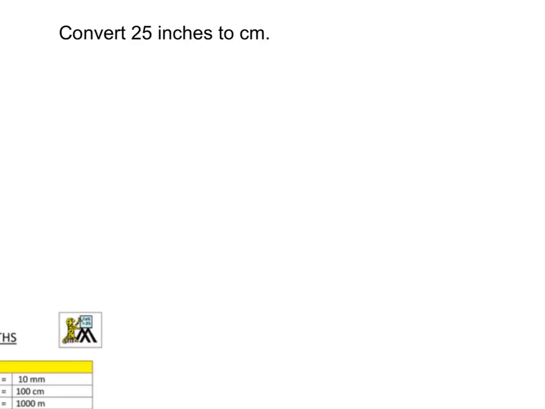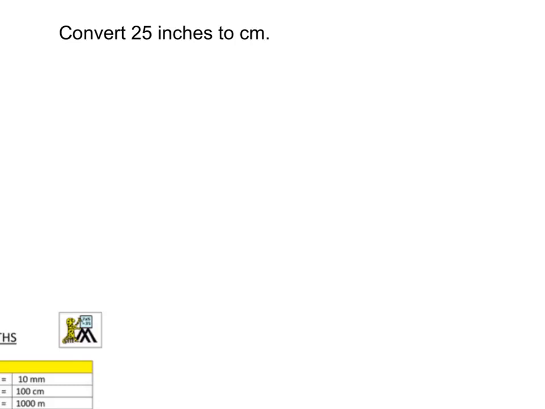I want to go through an example for you of how to convert measurements that are given to you in customary or standard units of measurement to metric units of measurement, or the other way around, from metric units to customary or standard measurements. And we're going to look at an example here of converting 25 inches to centimeters. So I've got some measurement, something that measures 25 inches long. I want to figure out how many centimeters that's equal to.